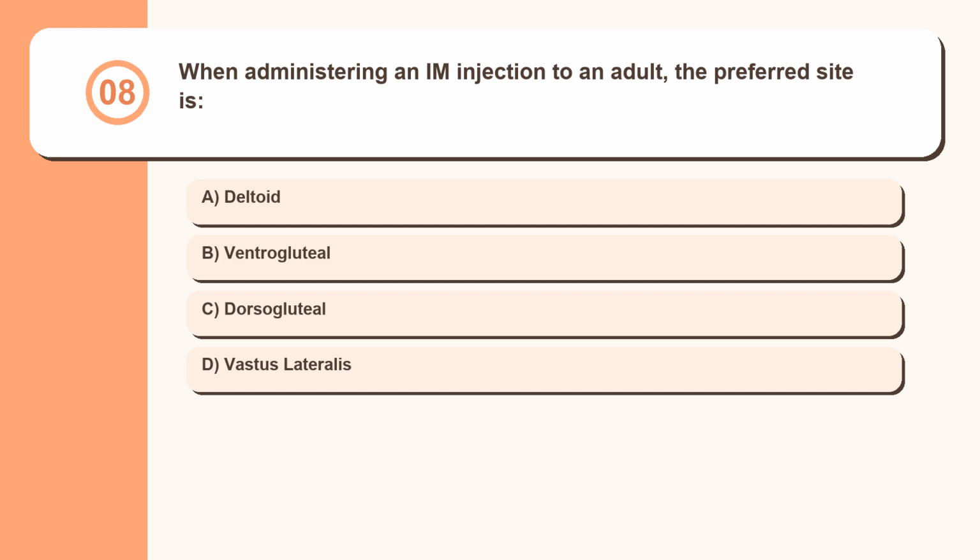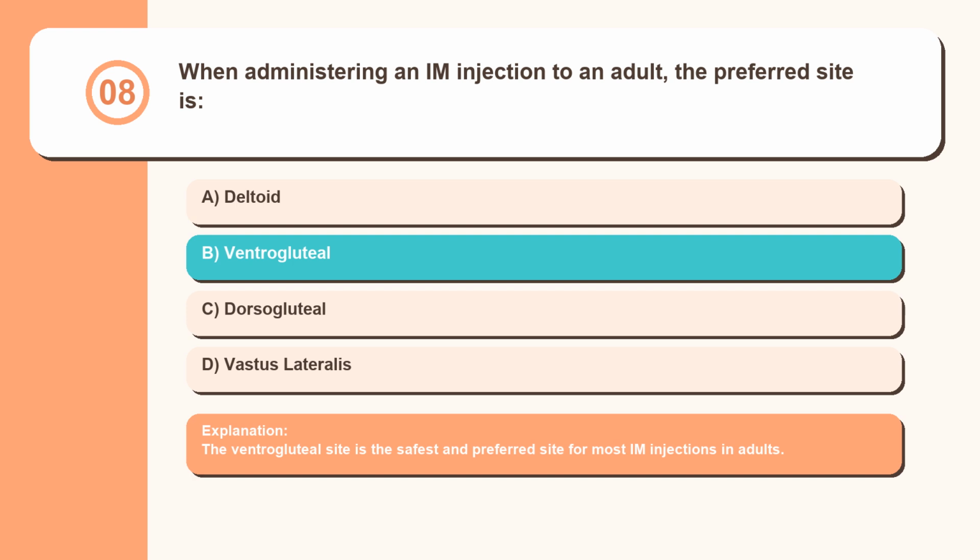Question 8. When administering an IM injection to an adult, the preferred site is deltoid, ventrogluteal, dorsogluteal, vastus lateralis. The ventrogluteal site is the safest and preferred site for most IM injections in adults.